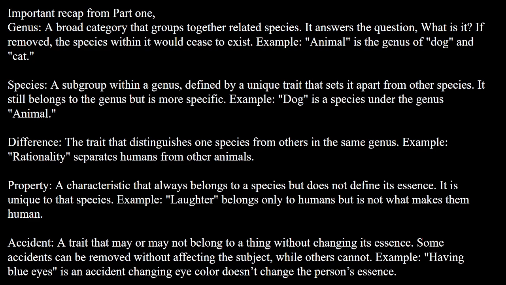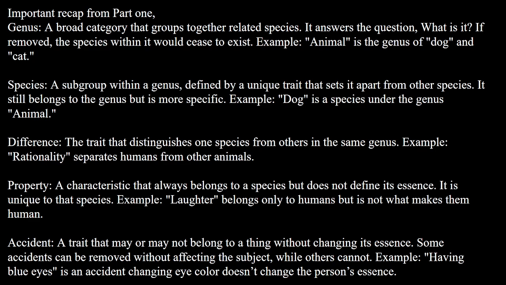And species is just a subgroup within a genus, which is more specific, by the way. It's defined by a unique trait that sets it apart from other species, or in other words, its differentia. It still belongs to the genus, but is more specific, as I've said. For example, dog is a species under the genus animal, and also human, by the way.